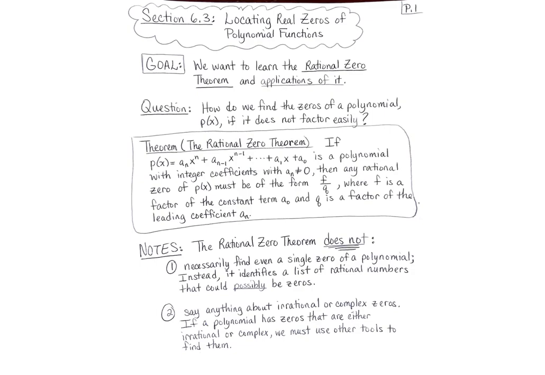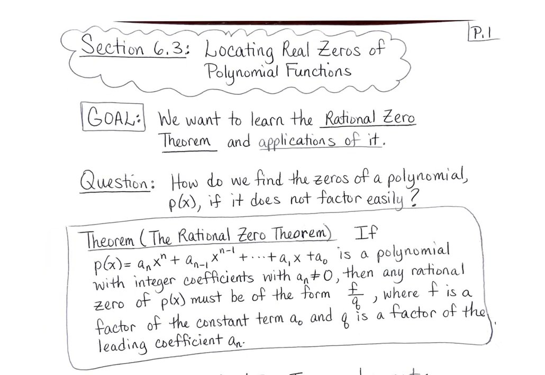For you as well. 6.3 talks about locating real zeros of polynomial functions. Our goal here is we want to learn the rational zero theorem and we want to learn applications of it. So in other words, our question here is how do we find the zeros of a polynomial p of x if we cannot factor it easily?